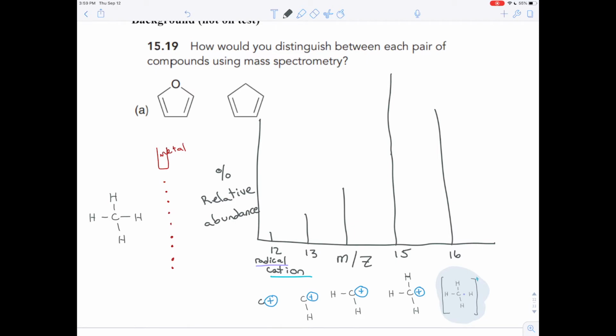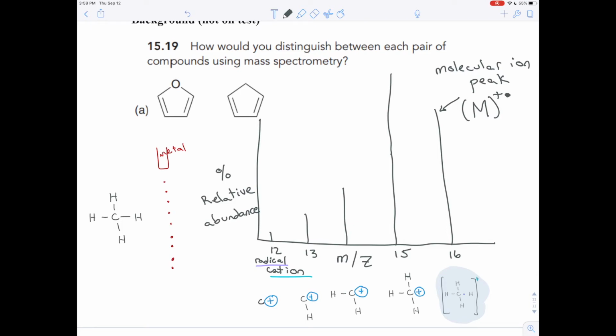And so it has a special name. It's called the molecular ion peak. And the symbol for that is capital M. That's representing the fact that it has the same mass as the original molecule. A plus sign, because it's a cation, and a dot. And the dot is symbolizing the fact that it is a radical. It has that unpaired electron there. So that is the molecular ion peak.